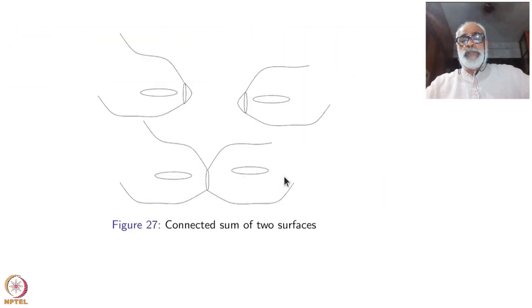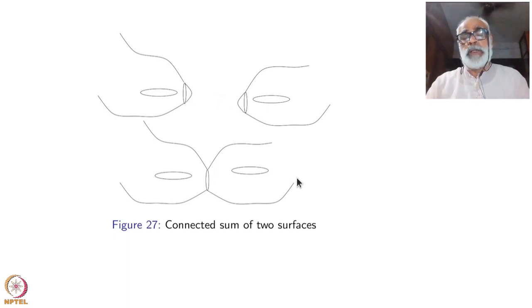So, here is a picture. The picture may be confusing, I do not know. This is one surface, there is another surface. There is a disk here, there is a disk here. These are embedded disks. You remove the interior of this, remove the interior of that. There is a circle left out, namely the image of a circle. This looks like an ellipse, this looks like an ellipse. So identify them like this.